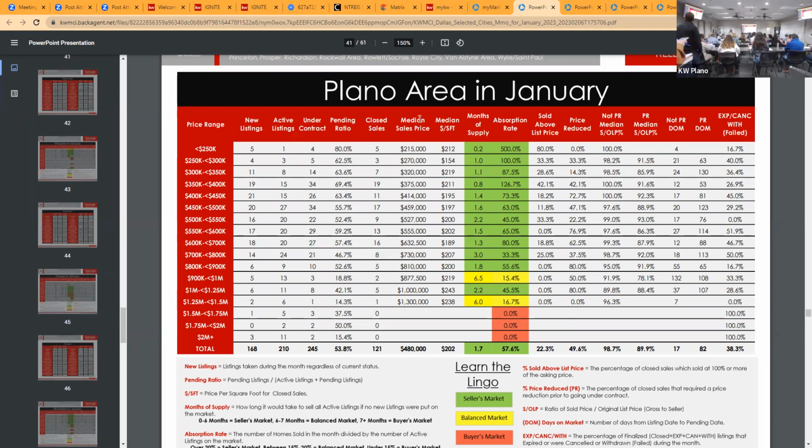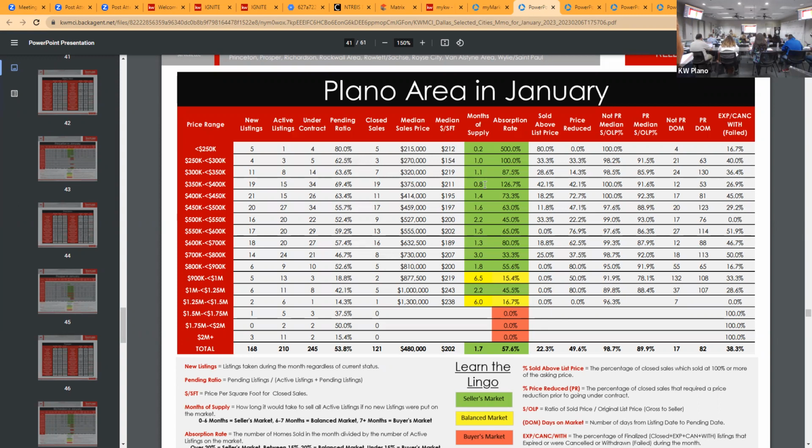And then I like looking at this column. This is the median sales price. So for instance, in the 350 to 400 range, the median price in that range was 375 within the month. Within that month, correct? The closed sales or anything previous, just anything that closed? Closed sales in the month of January, in that price range in January. Mhm. And then you have the median price per square foot, months of supply of inventory.